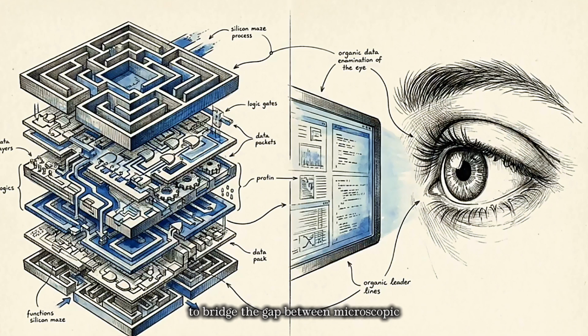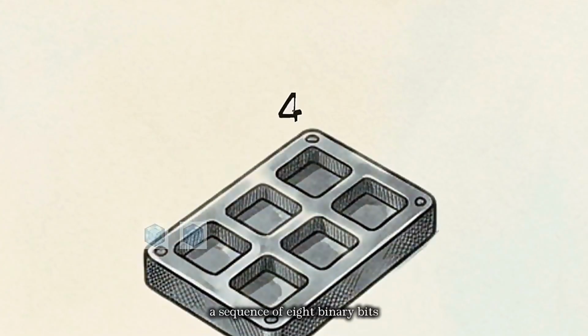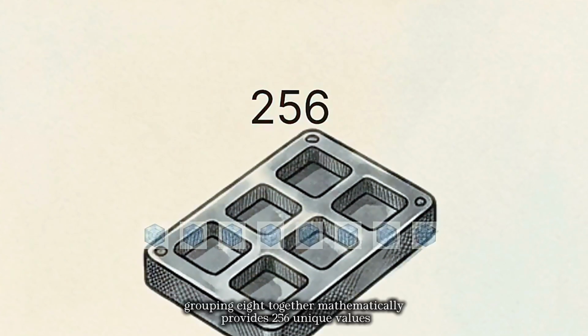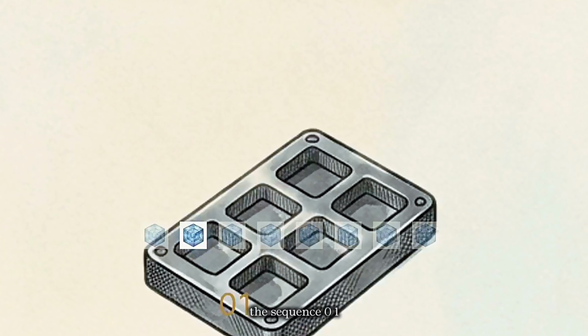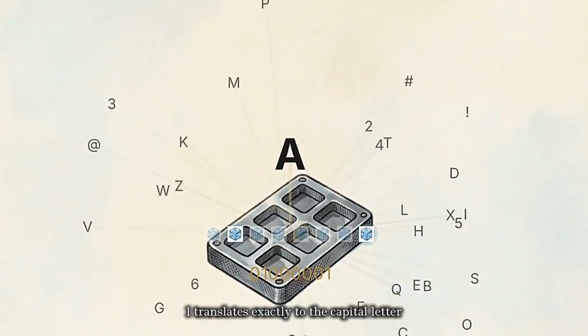To bridge the gap between microscopic electrical mazes and the human experience, we need a way to translate raw voltages into information we can perceive. This is a byte, a sequence of 8 binary bits. Because each bit has two states, grouping 8 together mathematically provides 256 unique values. We encode text by assigning patterns to specific characters. The sequence 01000001 translates exactly to the capital letter A.